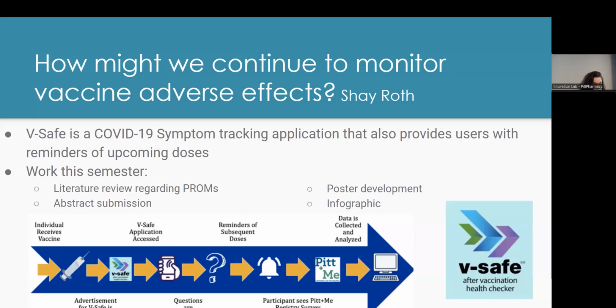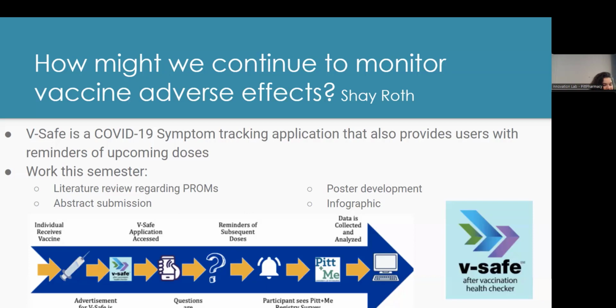And then looking into abstract submission, we had submitted an abstract for APHA. Just found out yesterday morning before Endo it was accepted, so that's exciting. So hopefully later in March we'll be presenting there. And then poster development as well, and then infographic development.